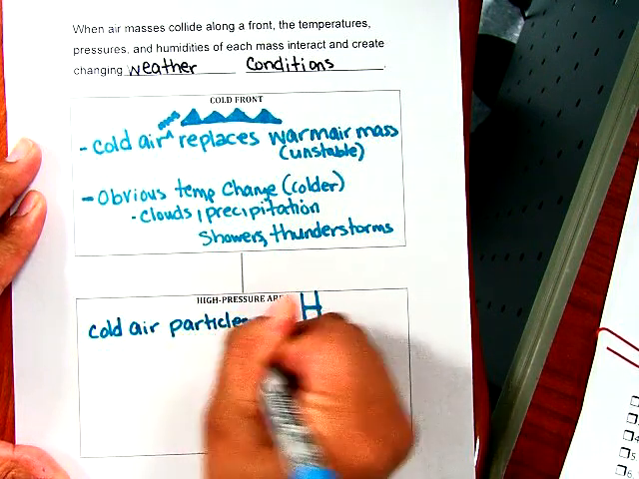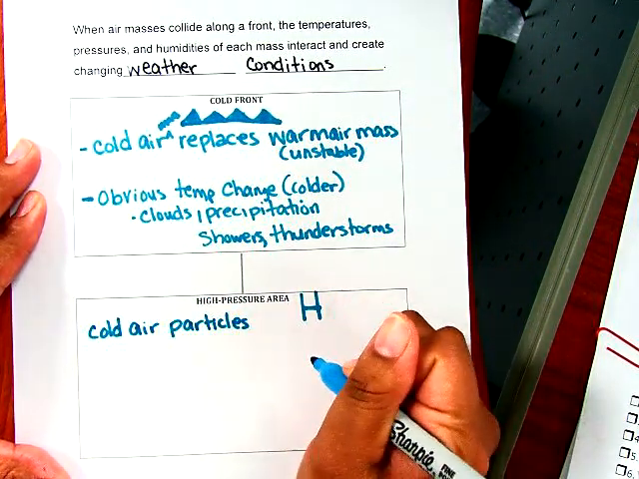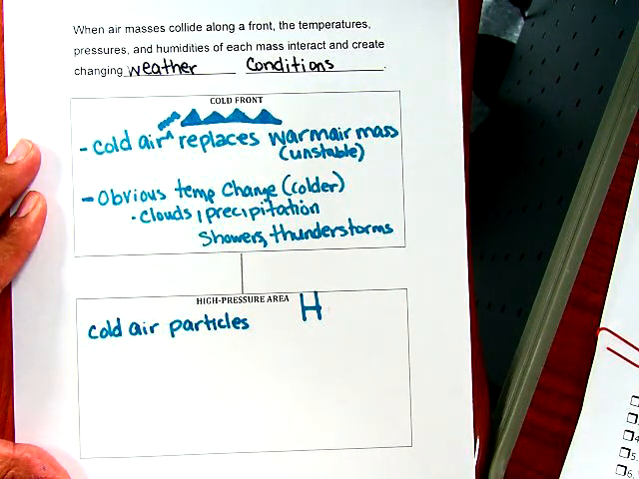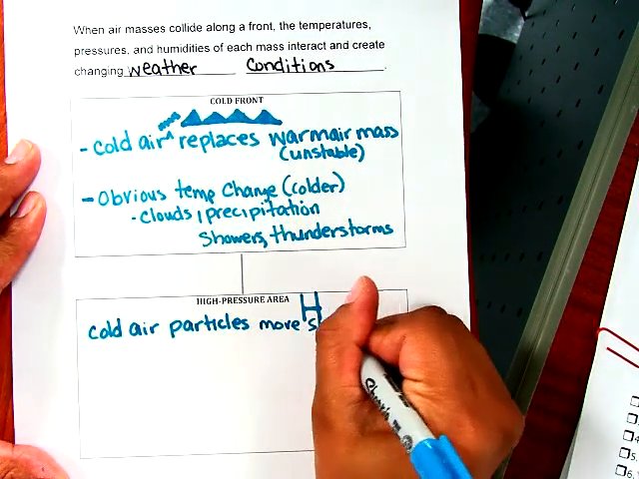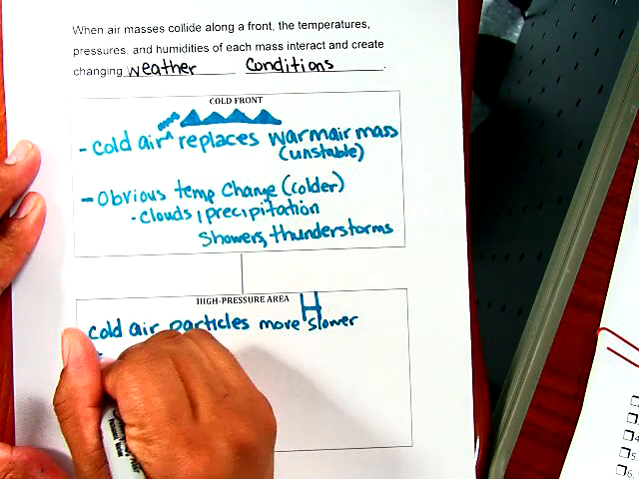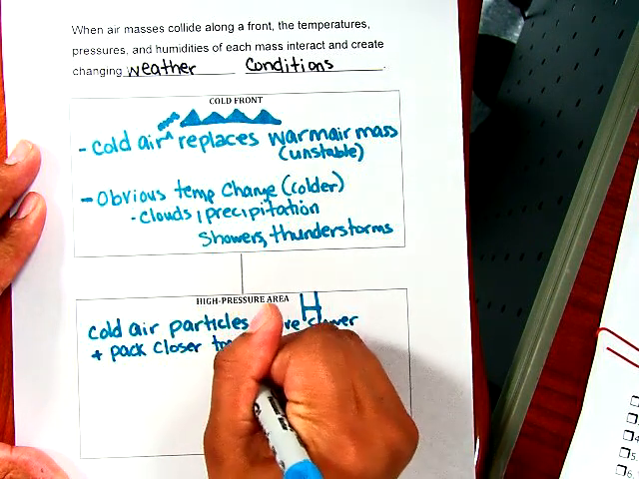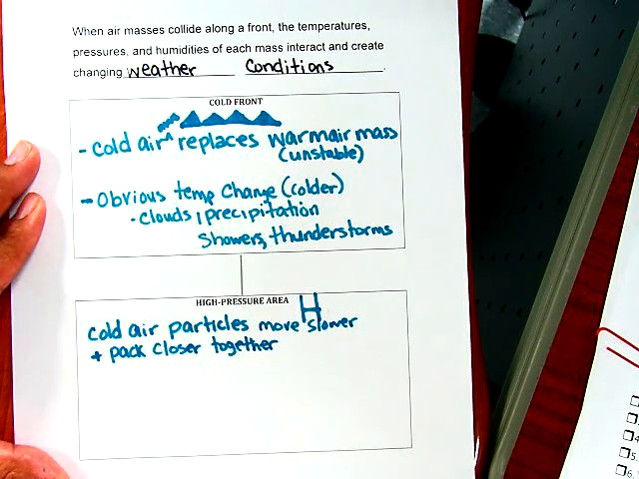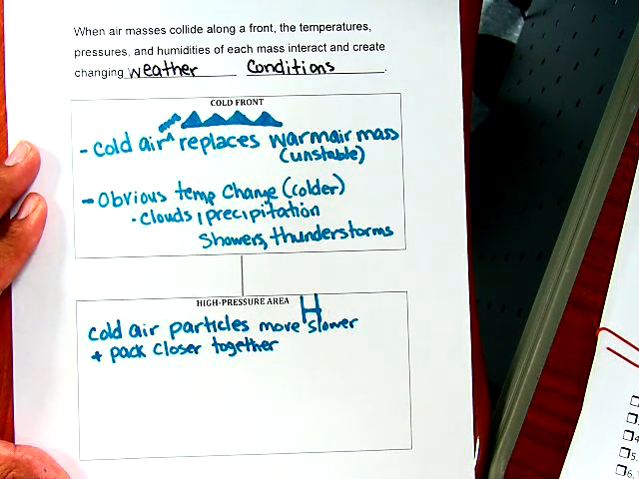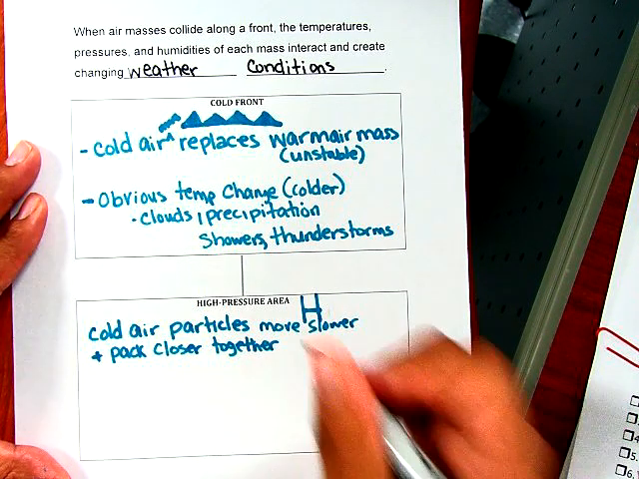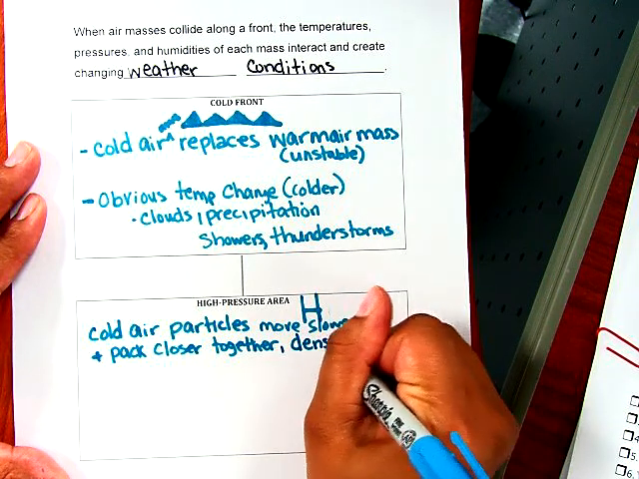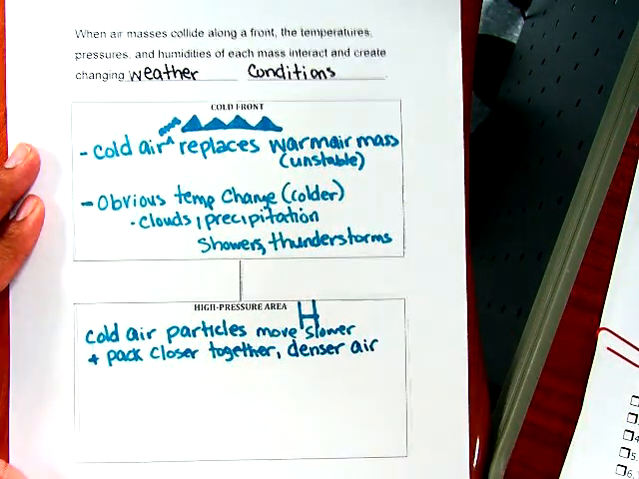Do they move faster or slower? Slower. They're slower because they're cold. So they move slower and pack closer together. The fact that they're packing closer together, that means they're creating some type of maybe a solid substance, but they're just coming closer together. Is it going to be more dense or less dense? More dense. It's going to be denser air. So will it sink or rise? Sink. It will sink. Very good.